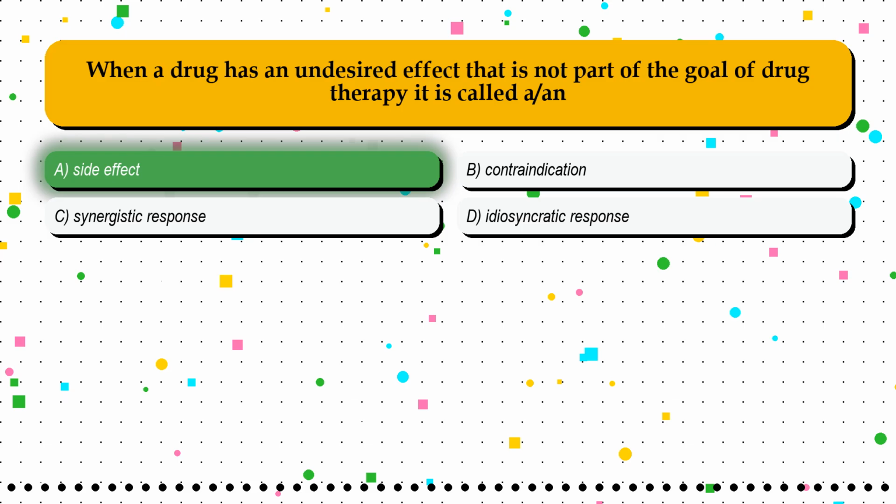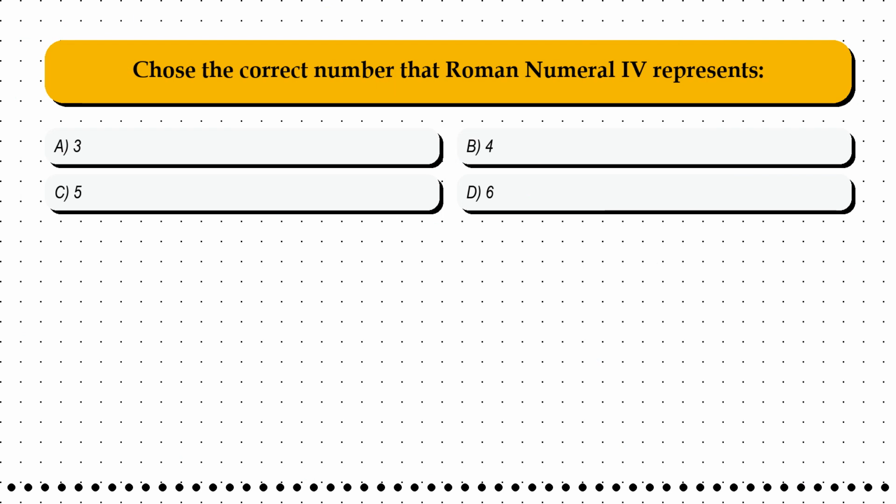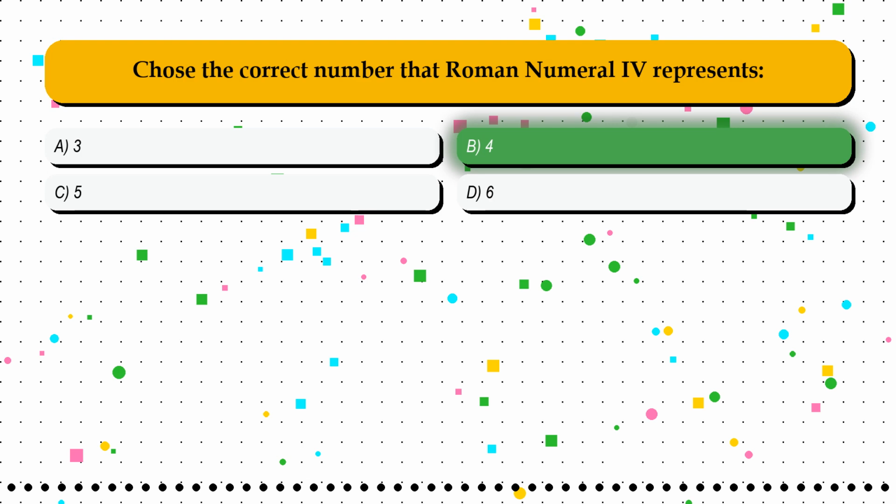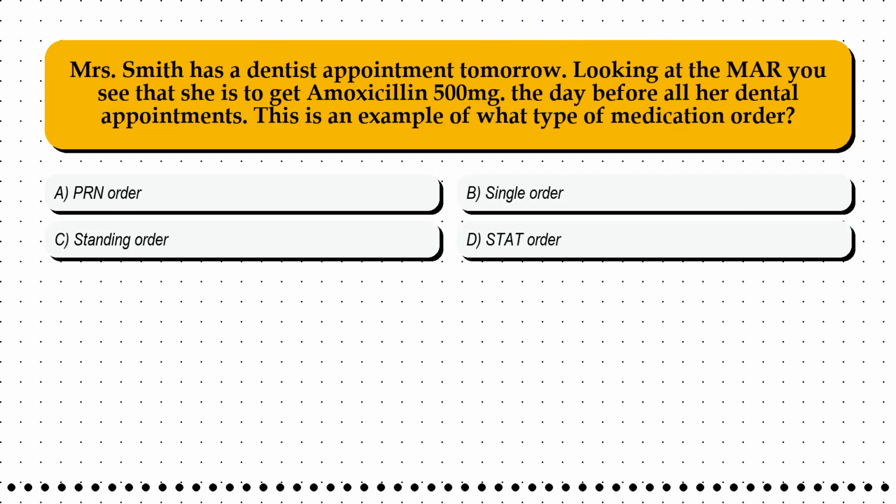The correct answer is option A. Side effect. Question 332. Choose the correct number that Roman numeral 4 represents. Option A. 3. Option B. 4. Option C. 5. Option D. 6. The correct answer is option B. 4.